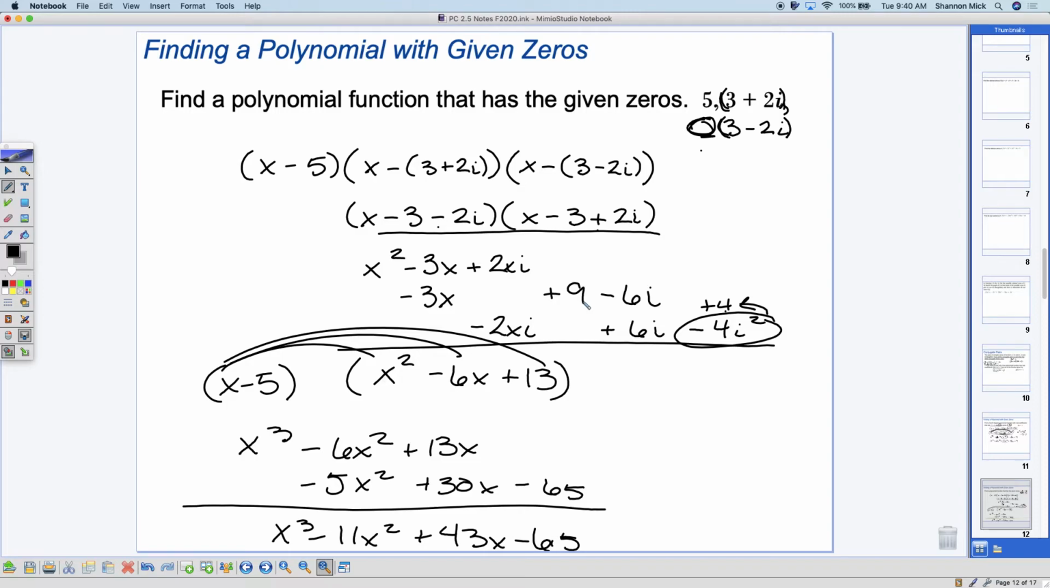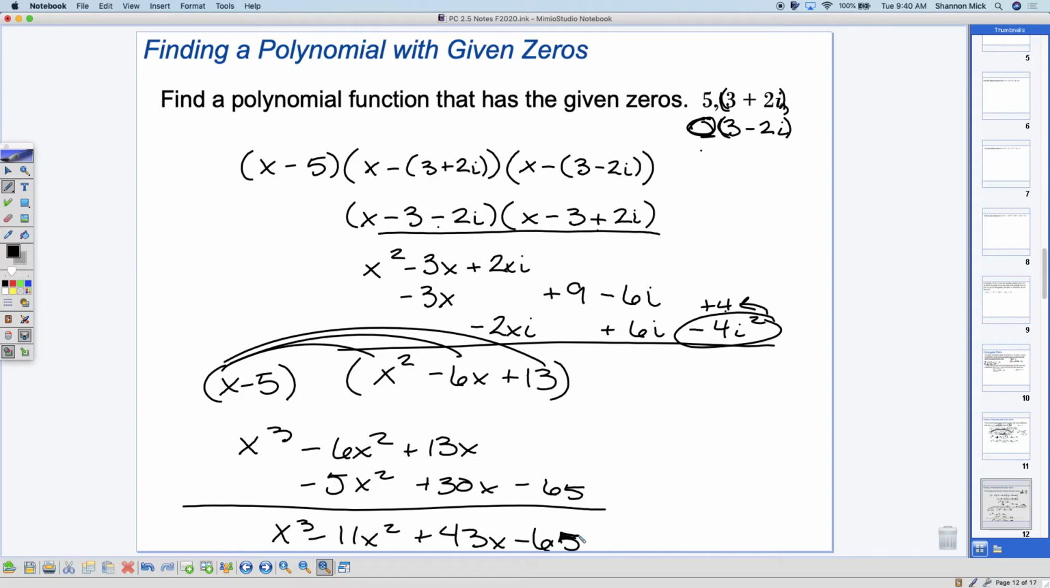I thought you were on the next step, sorry. Oh my god, I got x squared minus 6x plus 13. Good job. Now multiply times x minus 5. Where'd you get 6i from? Did you just take -3 times 2i? I just distributed each.